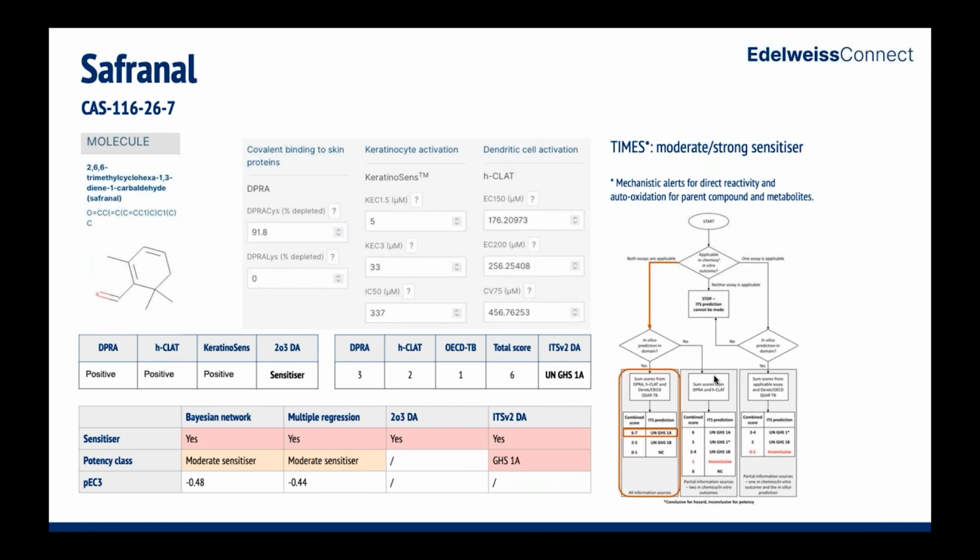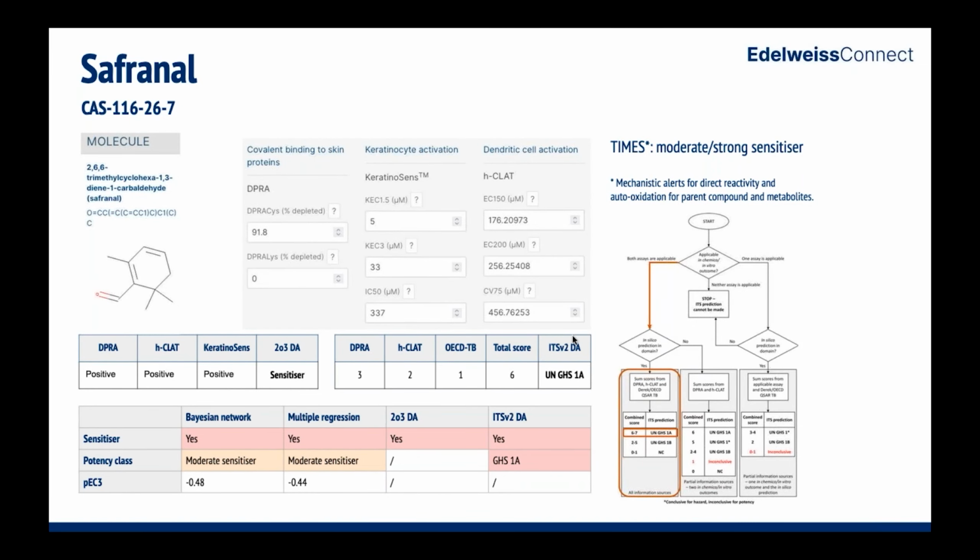Like Farnesal, Safranal is also similar, where all different approaches classify Safranal as sensitizer. This is one example where I have chosen Safranal, which is a strong sensitizer. So DPRA was positive, h-CLAT and KeratinoSens too, all three assays are positive. So following TG 497, the 2 out of 3 defined approach, it is easily classified as sensitizer.